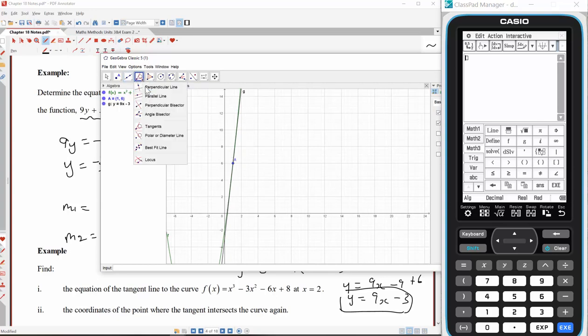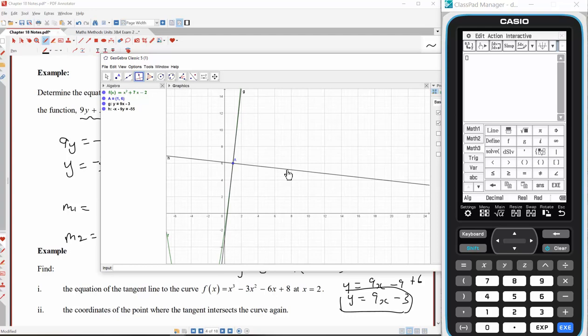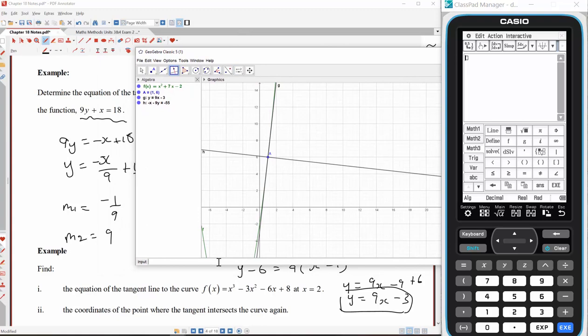Okay, and what we'll do also is we can't do normals, but what we can do is a perpendicular line. So line perpendicular to this one. There it is. So that's the normal. And then finally, if I graph the linear function 9y plus x equals 18, what we note is that the normal to this point here is parallel to the equation of this line here. So it checks out. It means that our answer is certainly correct.